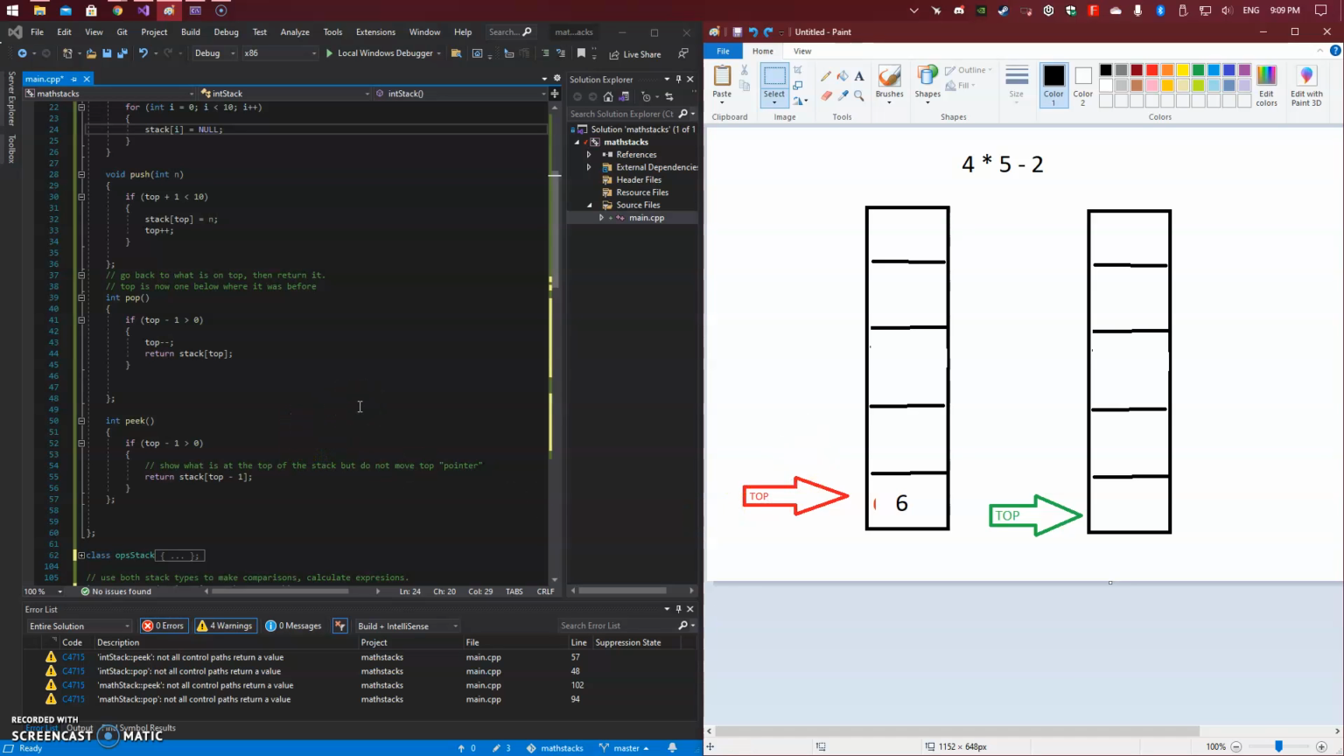How this works with mathematical expressions is a little hard to explain, but you would need two different stacks. In this case, I have a stack of numbers and a stack of mathematical operators. You would first put the number 4 in the number stack, then the operator into the operator stack, and then you would put the next number into the number stack.